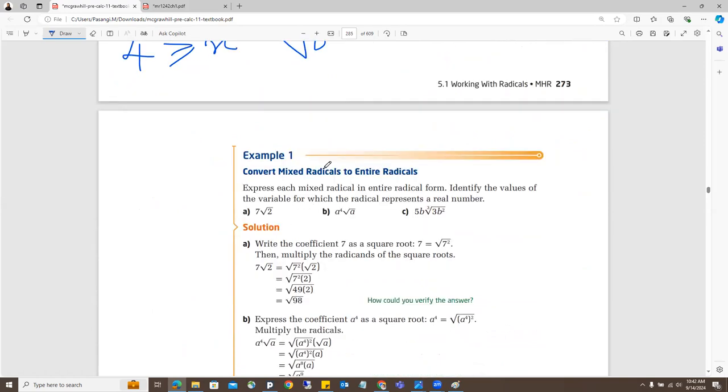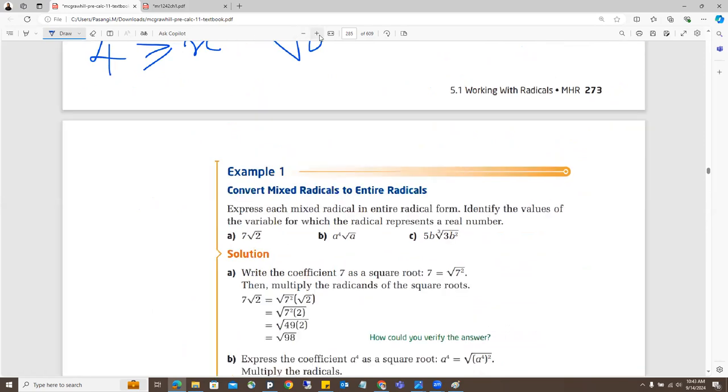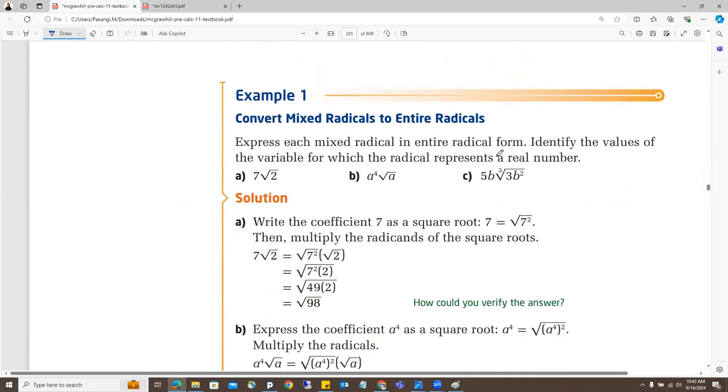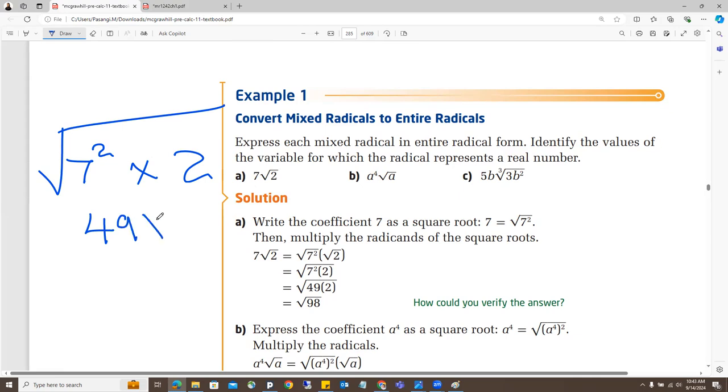Then example one: convert mixed radicals to entire radicals. How are we going to convert mixed radicals into entire radicals? Can you do this trial? 7 should be taken inside the square root, right? If we bring this 7 inside the square root, it becomes 7 squared times 2, the complete square. That means 49 times 2, which is 98. Is it clear?